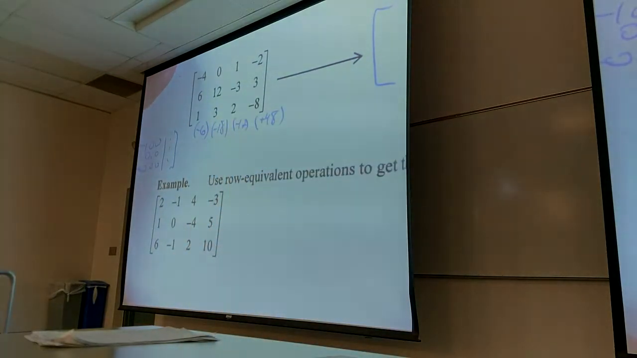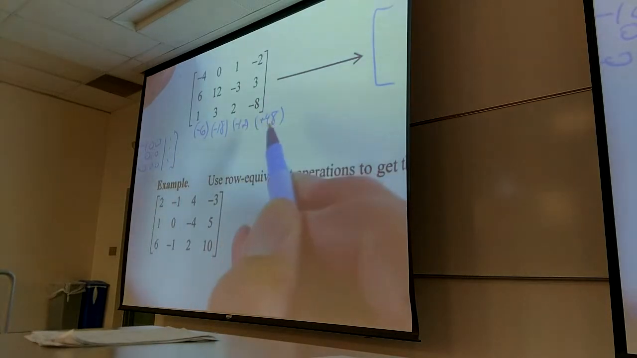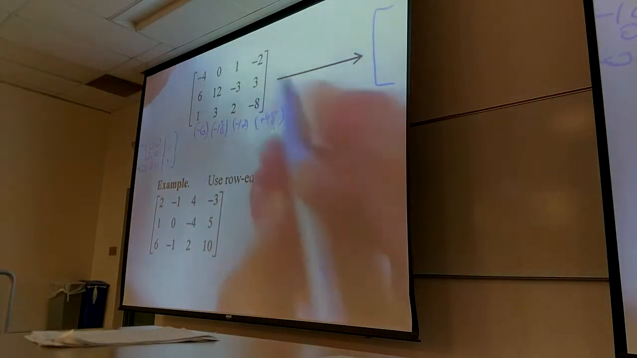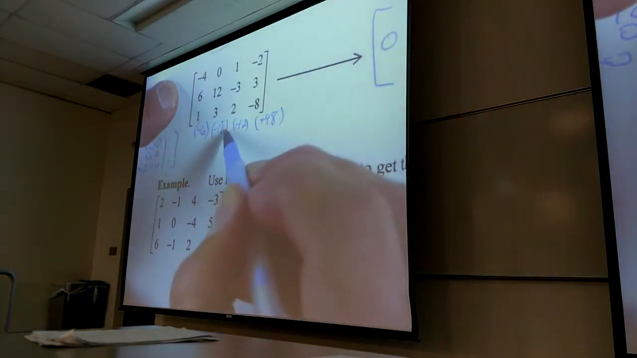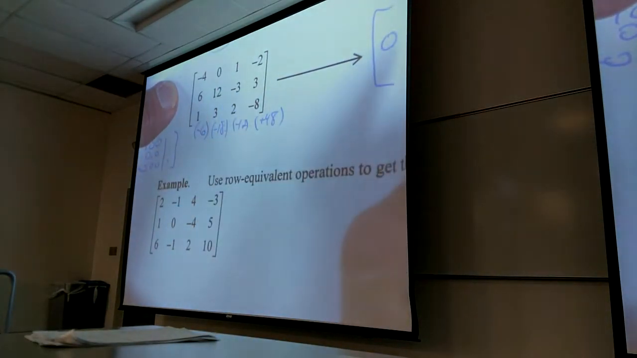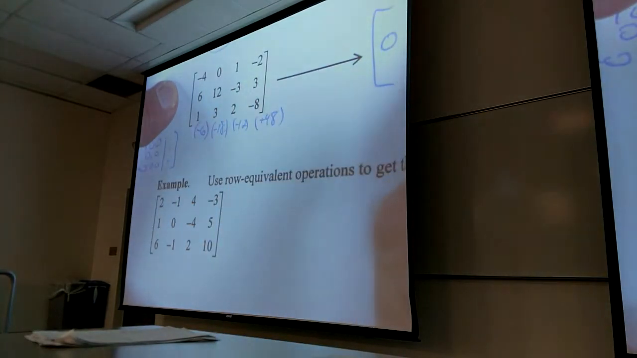Negative 6 times 1, negative 6 times 3, negative 6 times 2, negative 6 times negative 8. And then I'm going to add it to row 2. Negative 6 plus 6 is? 0. Negative 18 plus 12? Negative 6, I like it. Negative 12 minus 3? 48 plus 3? And then the other two rows stay the same.